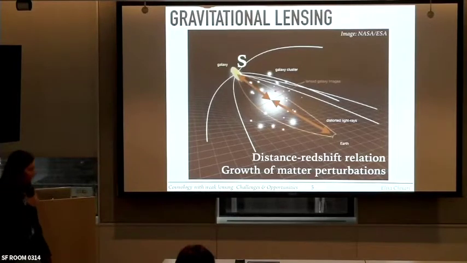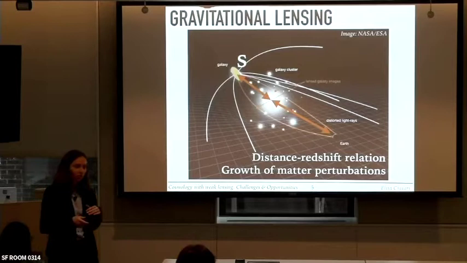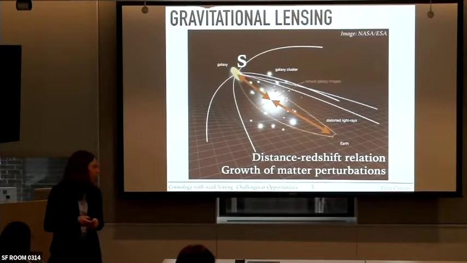The lensing effect also depends on the relative distance between us and the lens and the source. And so by measuring lensing, we can also quantify what we call the distance redshift relation, which is also affected by the dark energy content and the dark energy nature in the universe.